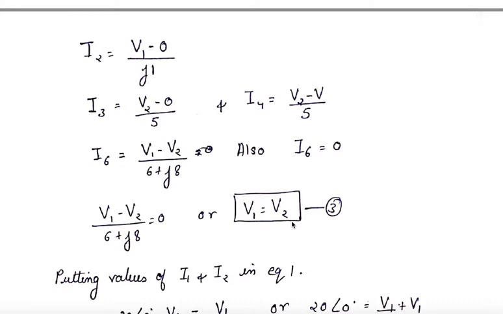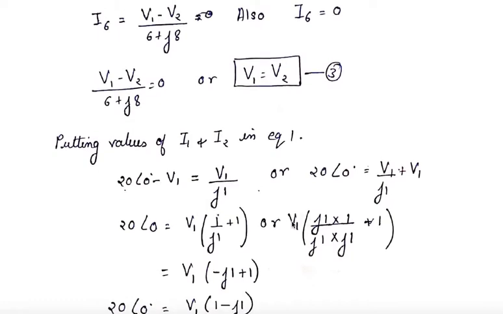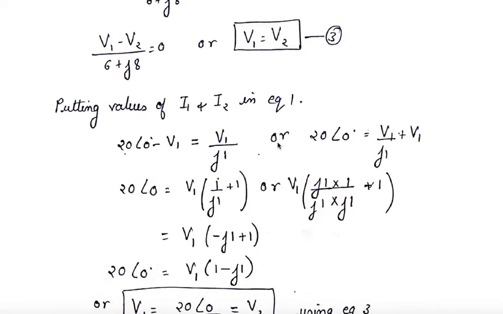Now we have all the values, whatever variables we have taken, and we got the relation between those variables as well. So now we'll start putting them in our equations which we have made earlier. So the equation for I1 and I2, which is I1 equals I2, we'll put in equation 1. So we have got 20 angle 0 degree minus V1 is V1 by j1, or if you take this V1 here, you will get V1 j1 plus V1. Taking V1 as common, it will come into the phasor form.